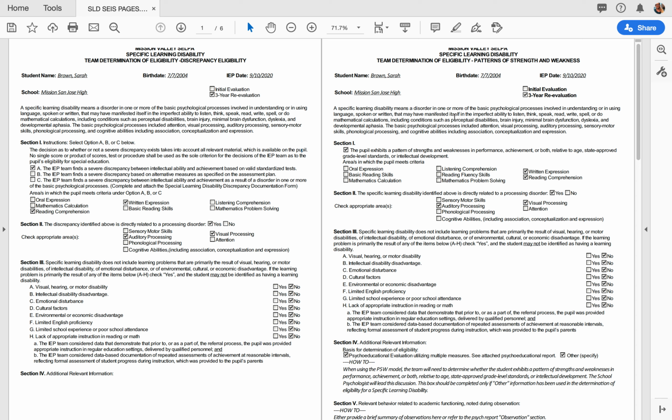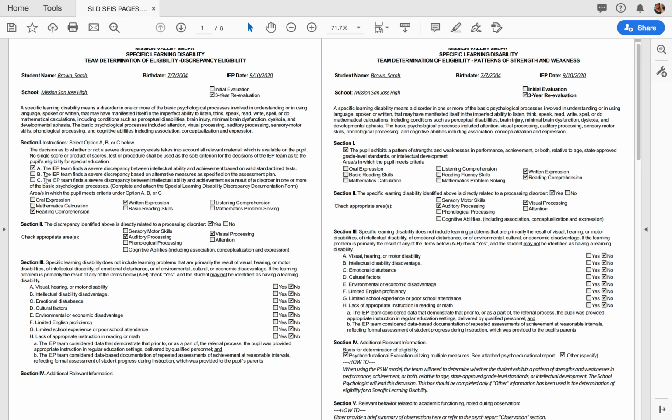determine whether or not the student meets point A, and this is a severe discrepancy between intellectual ability and their achievement based on valid standardized test scores. B, a discrepancy based on alternative measures, which would be utilized for any student of African American descent, because we do not provide IQ testing for students who are African American. And then C, the discrepancy is resultant of a disorder in one or more of the basic psychological processes as documented by information reported on the 3rd form, which is called the SLD Discrepancy Documentation Report.